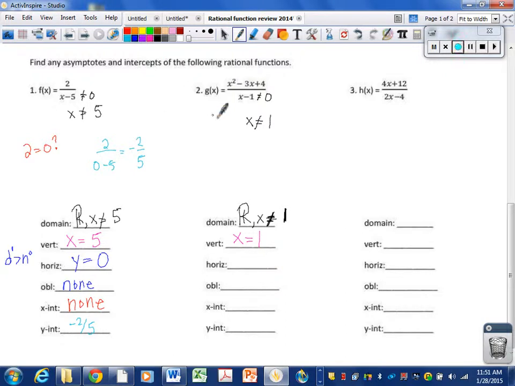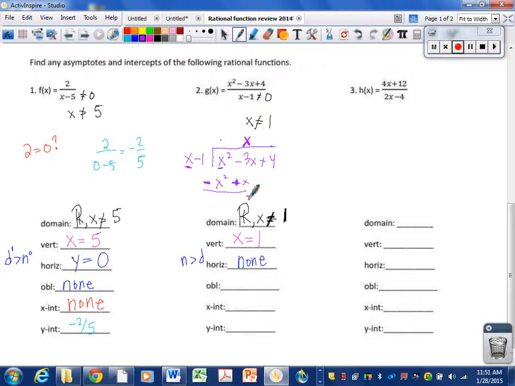Okay, horizontal asymptote. Let's see, we have an x squared over an x, which means that the numerator is larger than the denominator. So do we have one? No, we do not. There is no horizontal asymptote, which means we're going to have an oblique one. So let's calculate the oblique asymptote. X minus 1. How many times does that go into x squared minus 3x plus 4? So x times what is x squared? That's just x. So distributing, we get x squared minus x, and we have to subtract. So we change the signs.